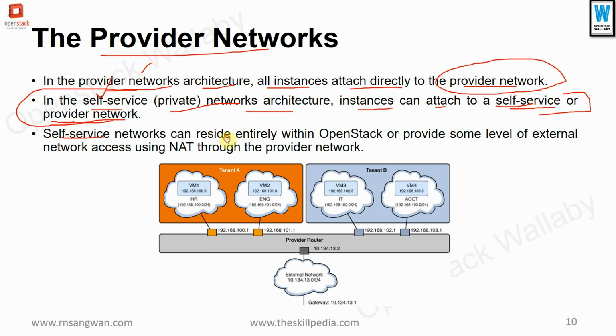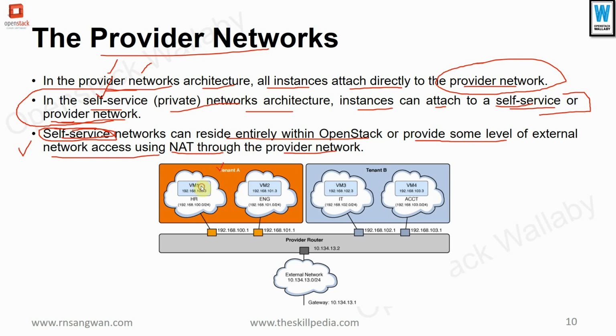Self-service network can reside entirely within OpenStack or provide some level of external network access using NAT through provider network, which is ideal for us. So we are going to use self-service network. We are not going to use provider network. We are going to use self-service. And this is how it works.